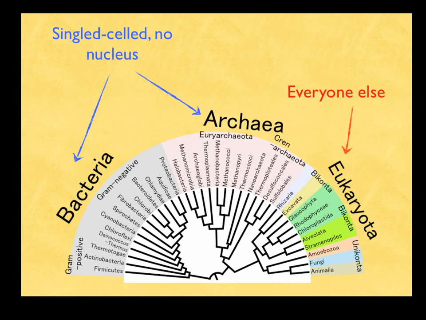Everybody else fits in this group, the eukaryota, and these are organisms that you may be more familiar with, things that are multicellular, things that you can actually see, right? Like plants or animals or fungi or even Hector.